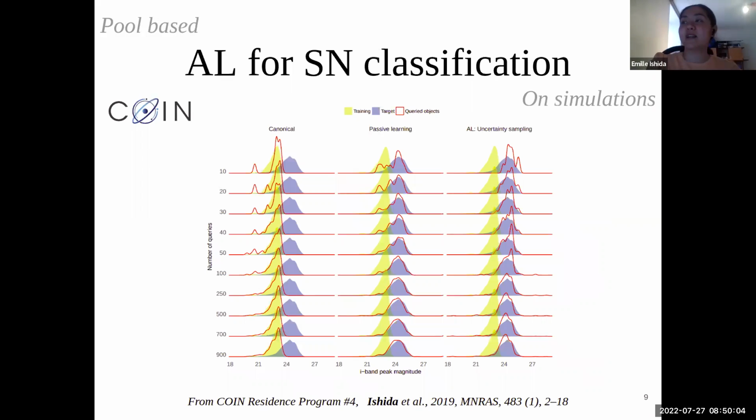This algorithm was applied by the Cosmostatistics Initiative in one of their residence programs in 2017. This is data from the old challenge data. What you see here is how the representativity between training and target sample increases as you go through this loop. So in the first iteration here, you only have 10 objects in your training sample.